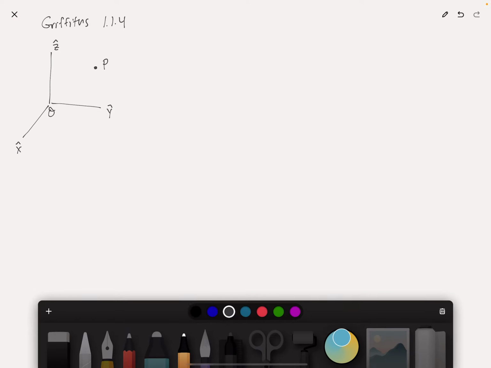Oftentimes, we are going to care about particular points in space. So here's a point P. We have defined a coordinate system. Let's go ahead and use Cartesian coordinates here, x hat, y hat, and z hat. And from our origin, we have a vector that points from the origin to our point P. Let's call that vector r.